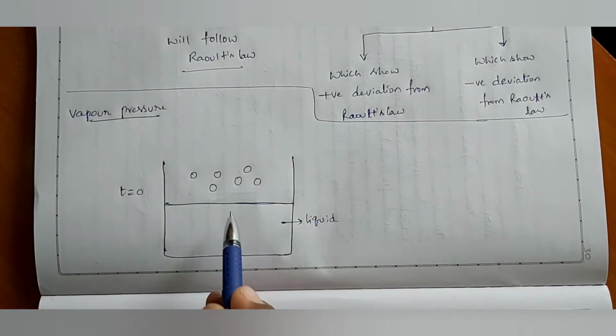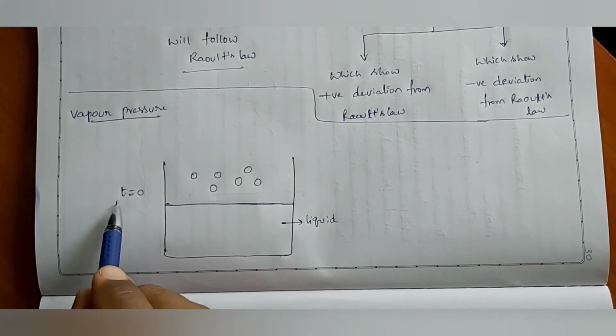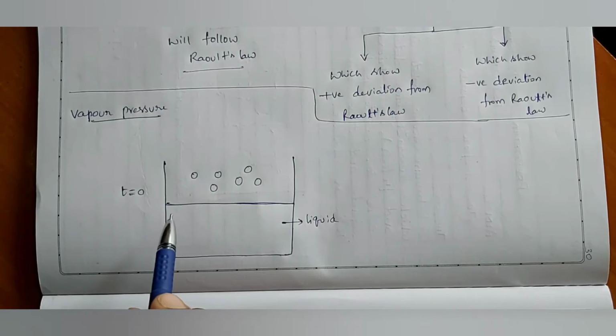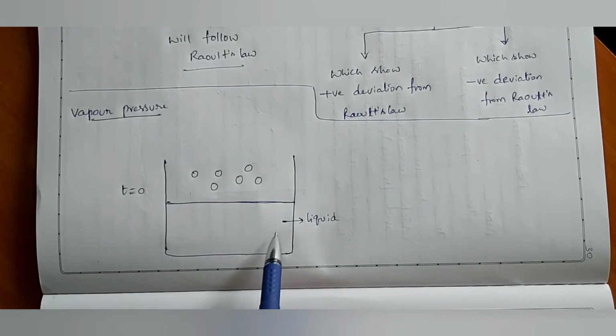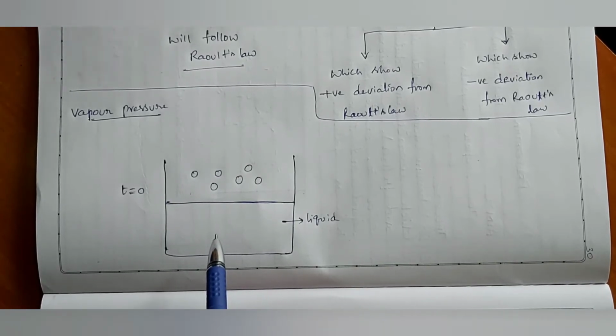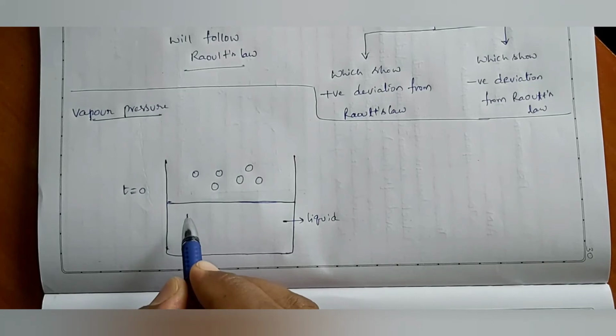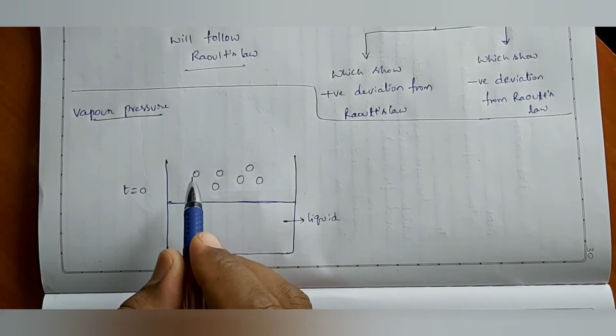Now coming to this one. This is the volatile liquid I have taken in the beaker. Initially at time t equal to 0, no gas molecule will be present. Totally, it is in the form of liquid only. As time goes on, slowly these liquid components are going to be converted to gaseous components.